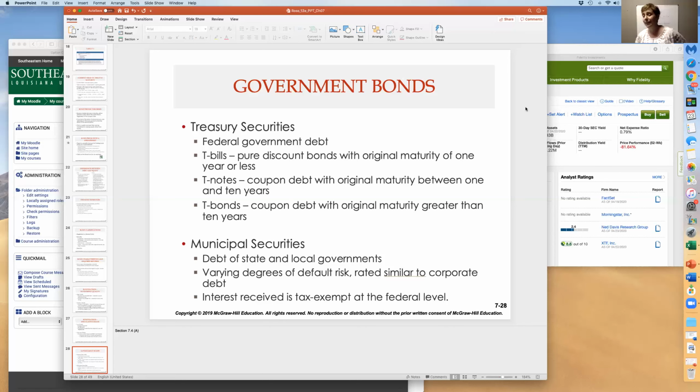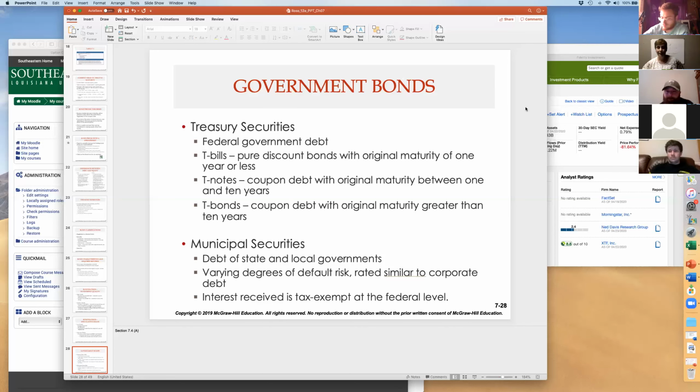Easy enough. All right, then there's municipal securities. These are issued by states. They can be issued by parishes, school boards, any other government authority that has authority to tax. Municipal securities are debt issued by states and local governments. They have varying degrees of default risk, and it's very similar to the grading of corporate bonds in that a municipal bond can be graded from AAA down to D.